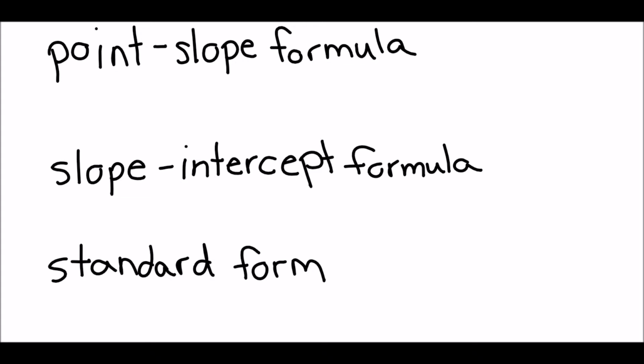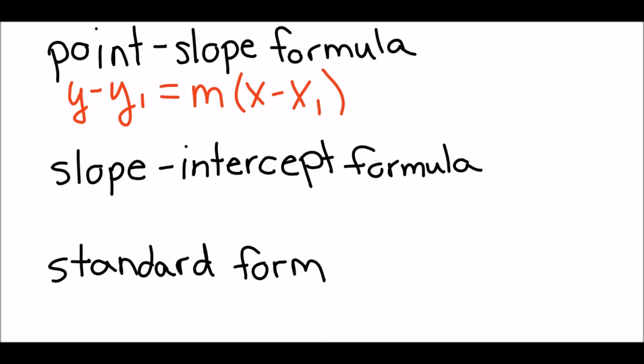For point-slope form, our formula is y minus y1 equals m times x minus x1. I'll go back after I introduce all the equations and tell you what every letter means and how to solve for the different letters. Our next equation is slope-intercept form. This is basically if you've got the slope and the y-intercept, you have the equation and you have the line. It's really straightforward to use and it will save your life on multiple occasions. Our formula is y equals mx plus b.